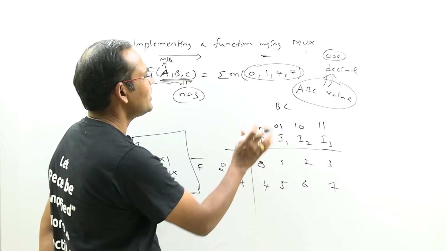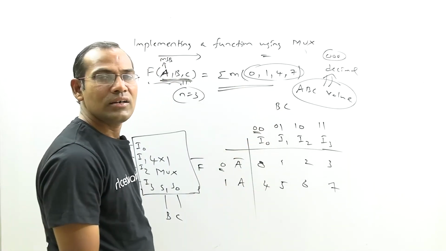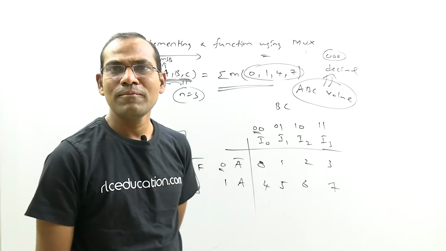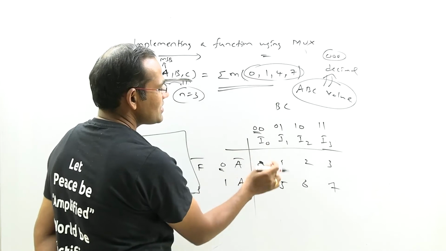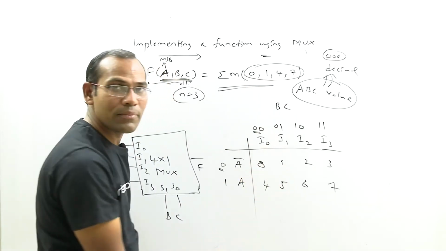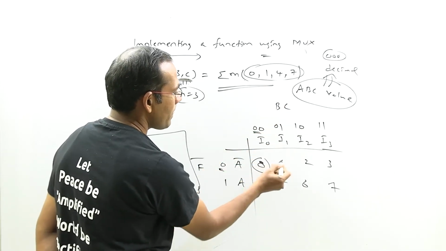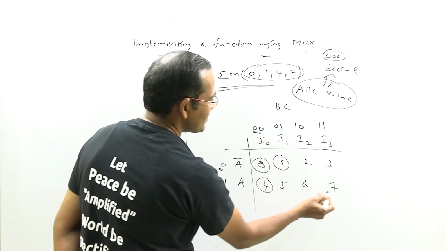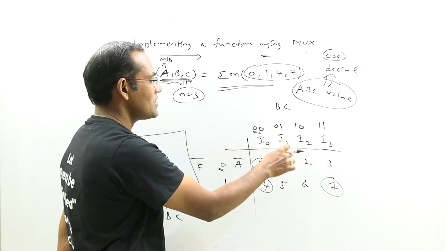And here actually this is the function I want to implement: sum of minterms 0, 1, 4, 7. So circle those numbers here. 0, 1, 4, 7 should be circled. That's the next step. Circle 0, 1, 4, 7 in this table.